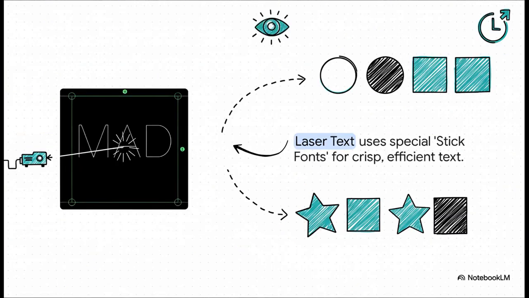And then there's laser text, which is optimized specifically for this medium. See, standard fonts are filled-in shapes, and that's actually really inefficient for a laser to draw. It has to scribble back and forth like crazy. So laser text uses special single-line fonts, sometimes called stick fonts, to create this incredibly sharp, clean text that's just perfect for how a laser scanner works.